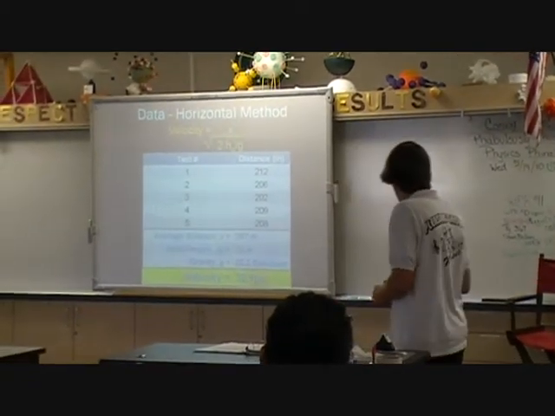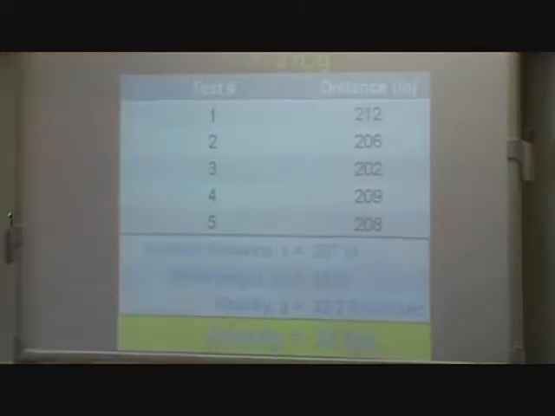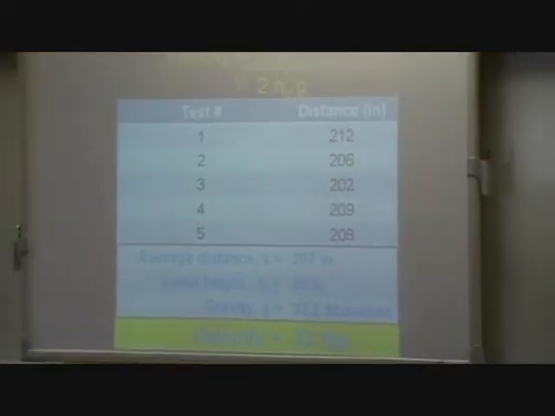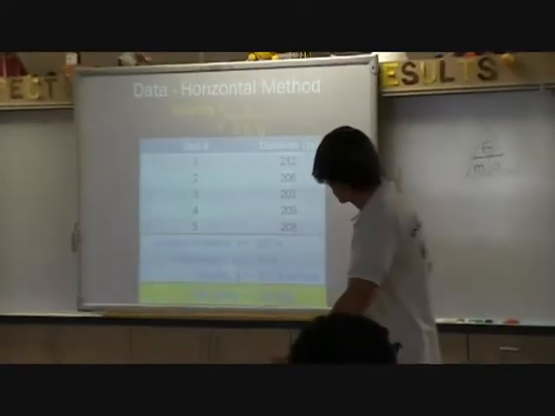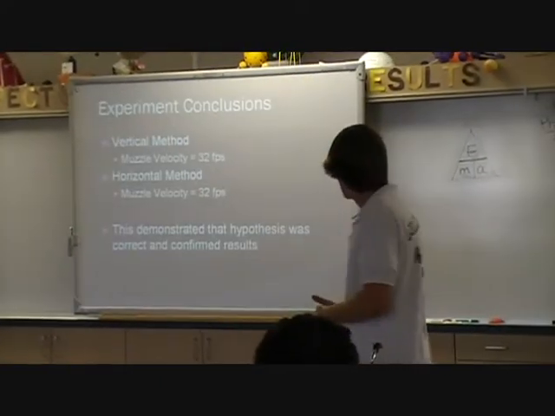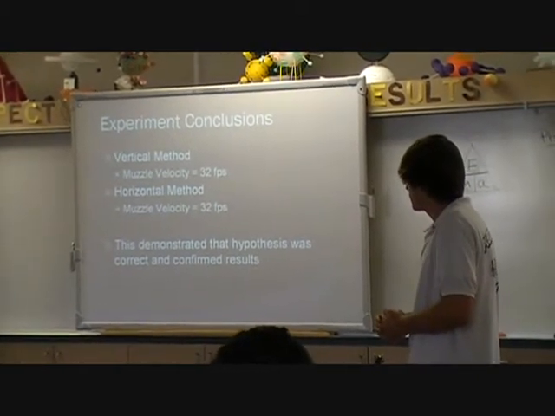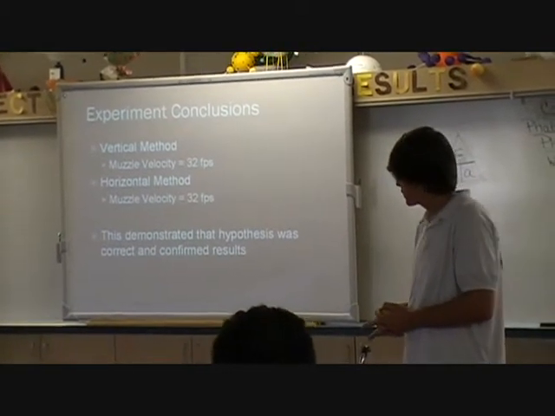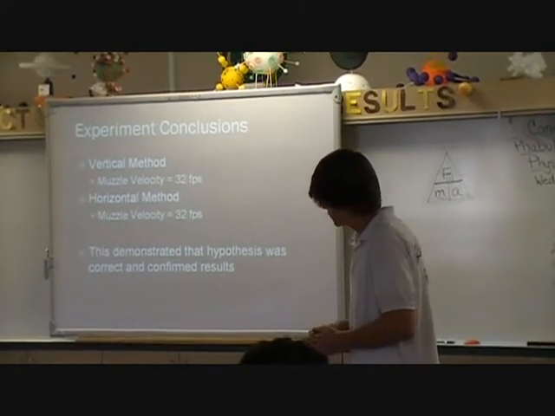I did 5 tests. The average distance was 207 inches. The initial height was 55 inches, and gravity is constant. And the velocity came out to be 32 feet per second. My experiment conclusion was that the vertical method and the horizontal method both had a muzzle velocity of 32 feet per second, and this demonstrated that my hypothesis was correct and confirmed my results.